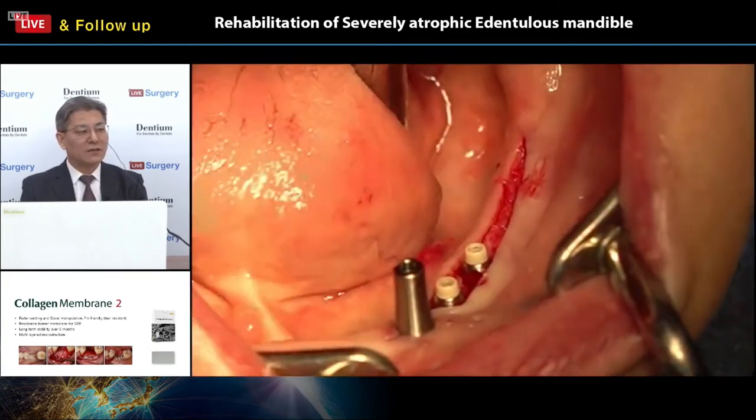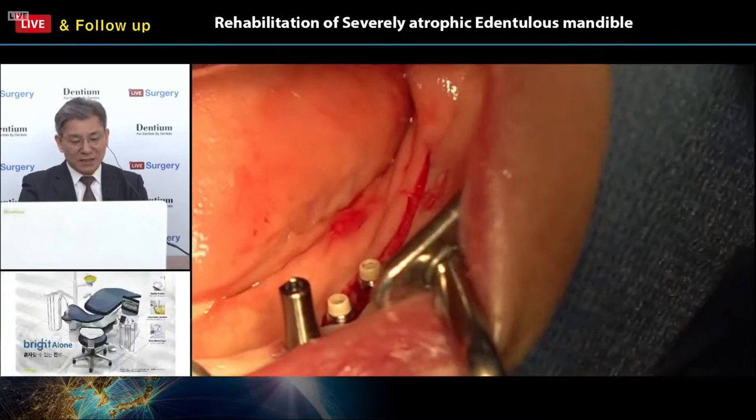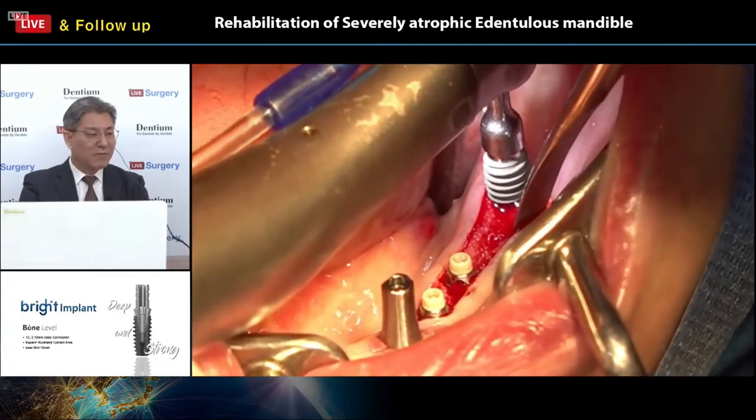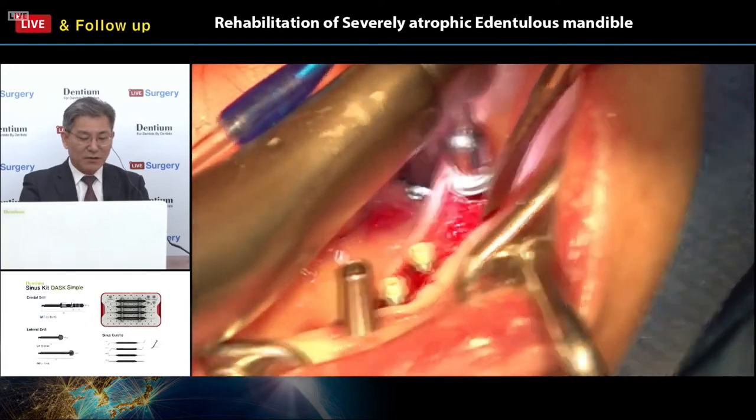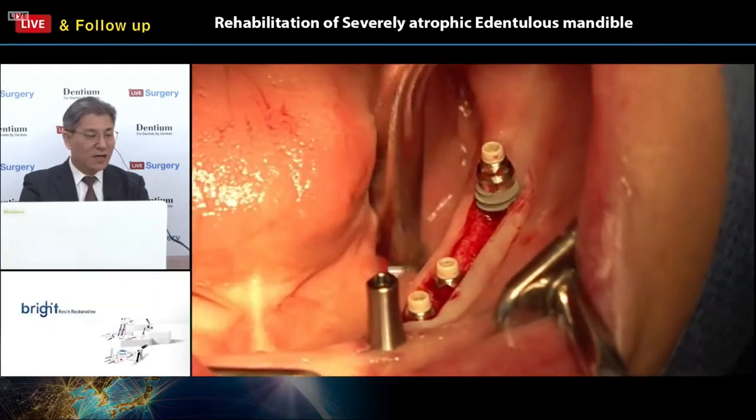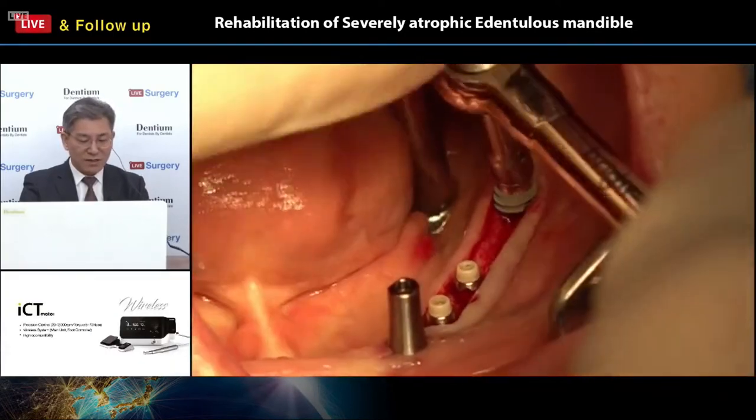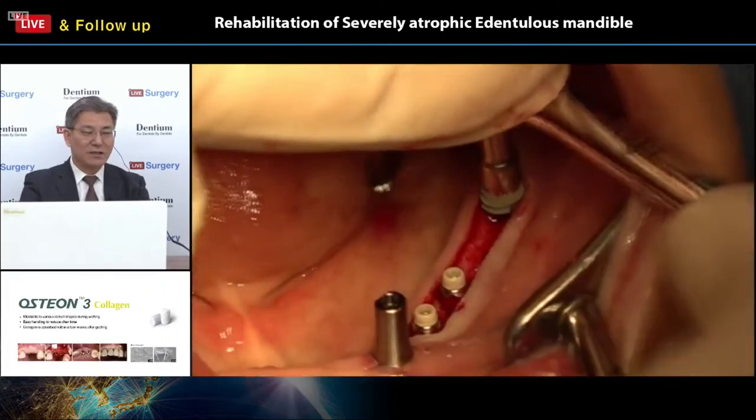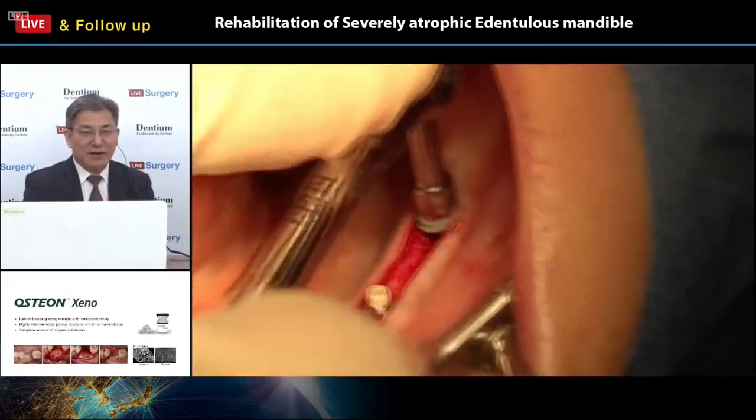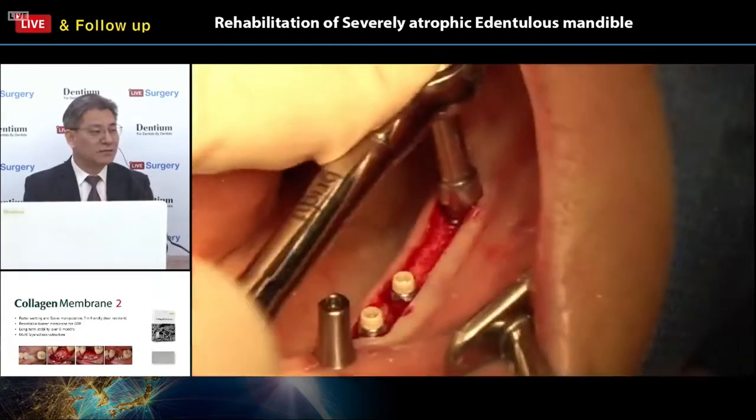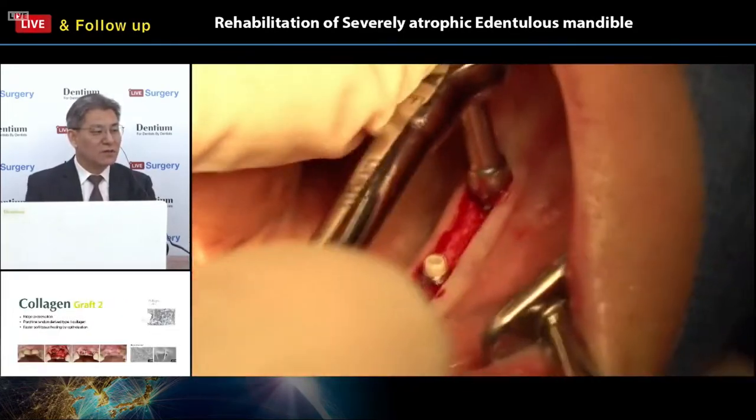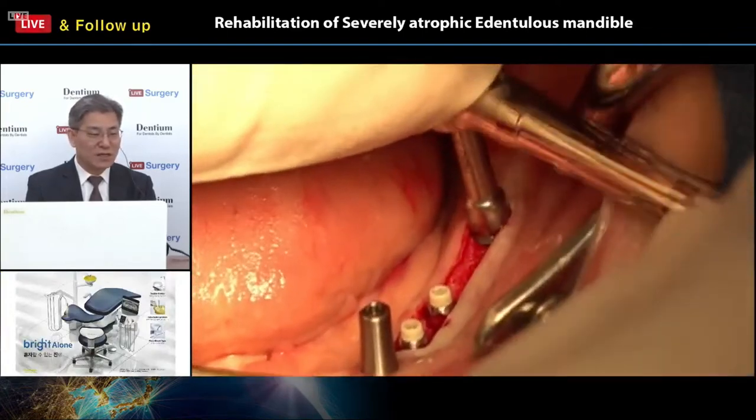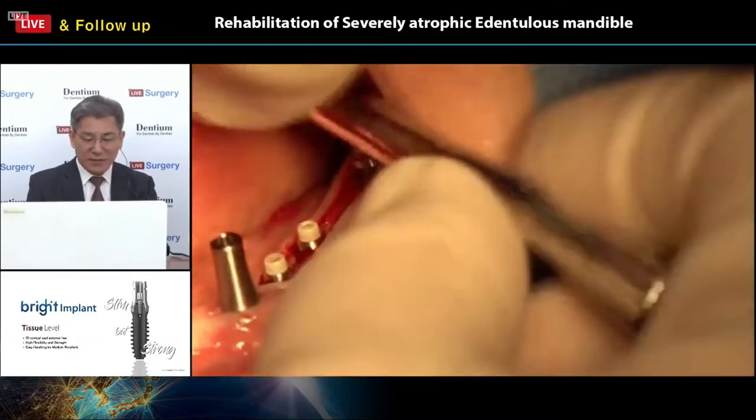Okay, so to summarize all the fixture sizes and lengths: in the 34 area, 3.5 diameter, 9 millimeter installed. In the 35 area, 4.0, 9 millimeter installed. Now, the 37 area, diameter 4.5 and 7 millimeter, a little bit one size bigger in diameter and shorter in length. Because he wanted to get higher insertion torque, he changed the diameter one size bigger to 4.5, with the same length, 7 millimeter.